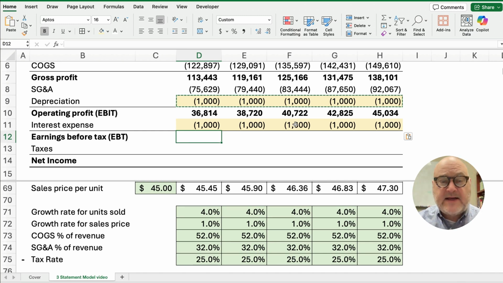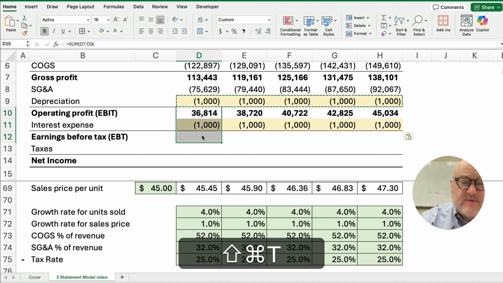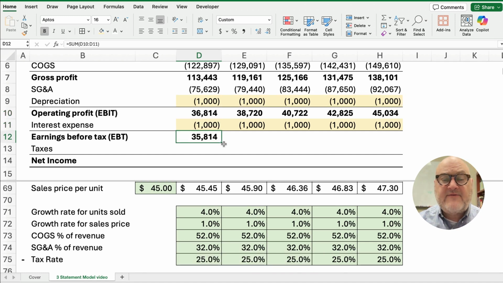Now, our earnings before tax, we have operating profit minus interest expense, and we'll have the earnings before tax, or EBT. All right, I want to do my sum here, 35,000. I'm going to copy it across.